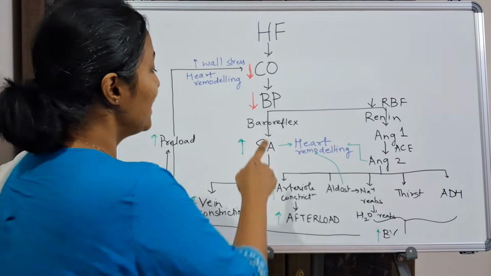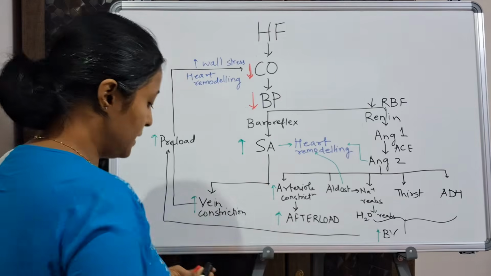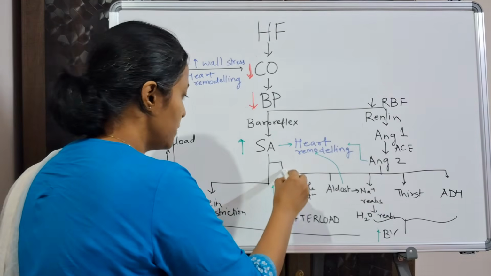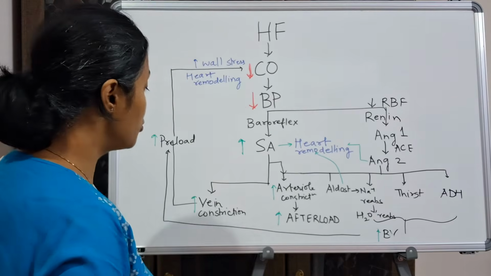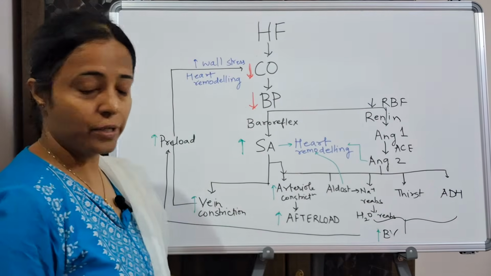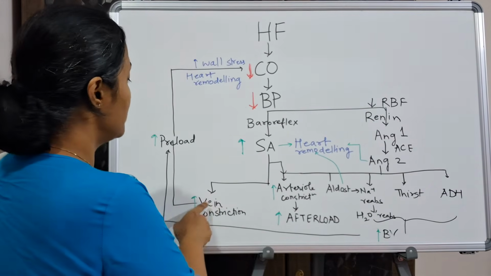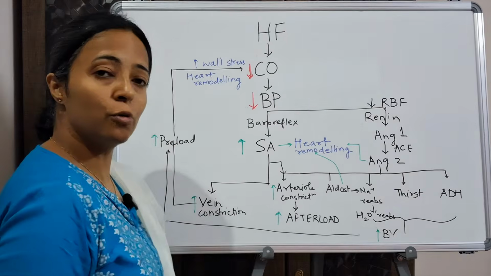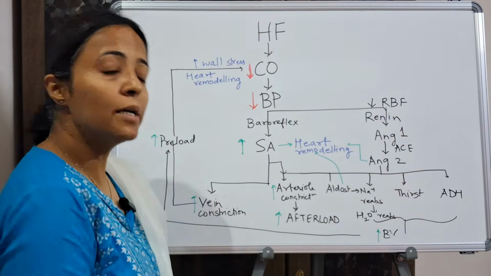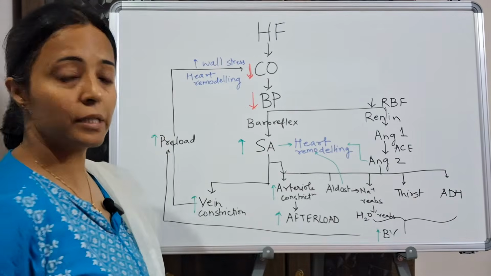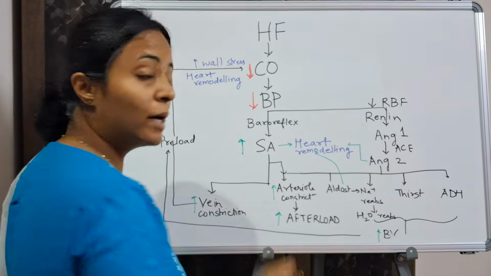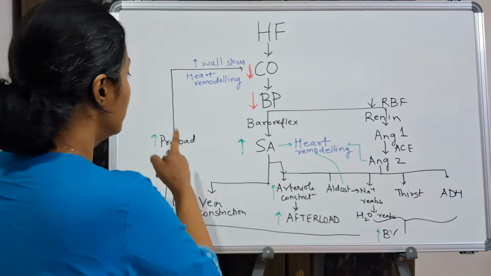Okay. Now, increase in sympathetic activity leads to arterial constriction, so that also increases the peripheral resistance. Also, it leads to vein constriction. Vein constriction leads to an increase in the preload. So veins are going to constrict and blood is going to go towards the heart, and that is going to increase the preload. Increased blood volume also is going to increase the preload.